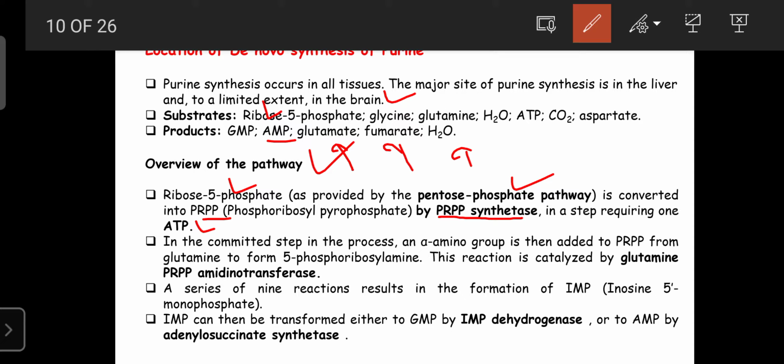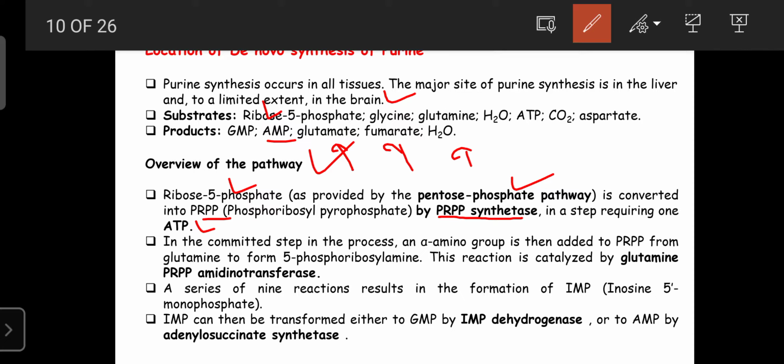The ATP is phosphorylated. Phosphorylation means the release of a phosphate group. That phosphate group is added to the ribose 5 phosphate, then forms the PRPP, that is phosphoribosyl pyrophosphate. Then the next step is regarding the general overview. So that is the commitment step.